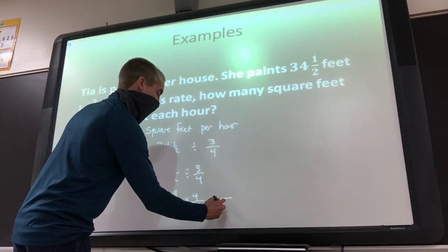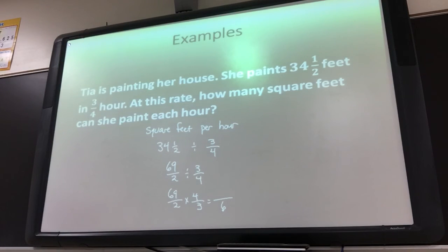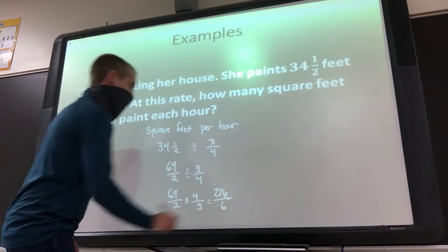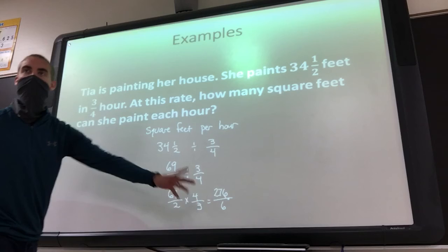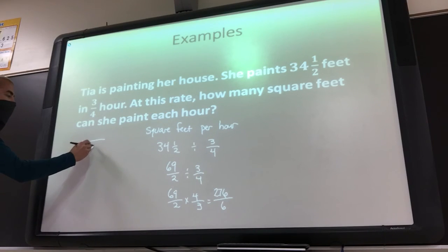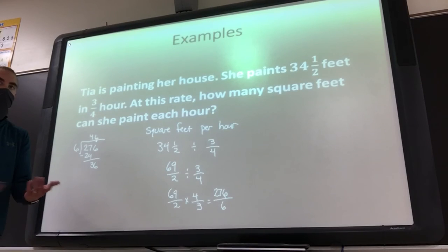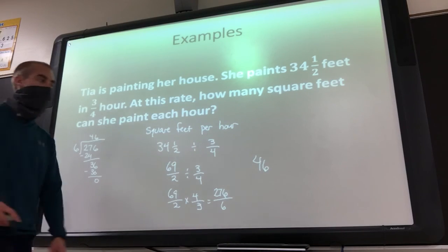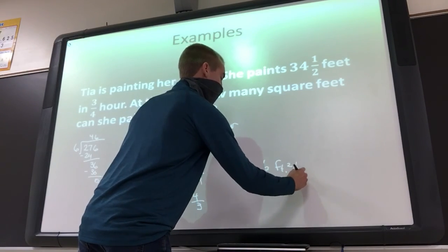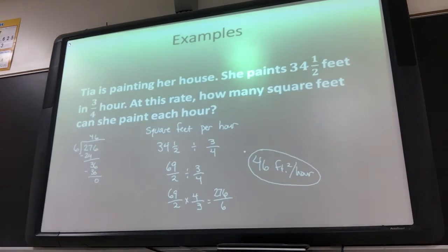So the top number, 276, yep. 276 over 6. So what I would do then is just divide these and see what you get as a mixed number. So 276 divided by 6. Give me, yep, 46. And so no remainder, which means it's not really going to be a mixed number. It's just going to be 46. So your answer would be 46. 46 what? Square feet per hour. Yeah, 46 square feet per hour. Okay, any questions?